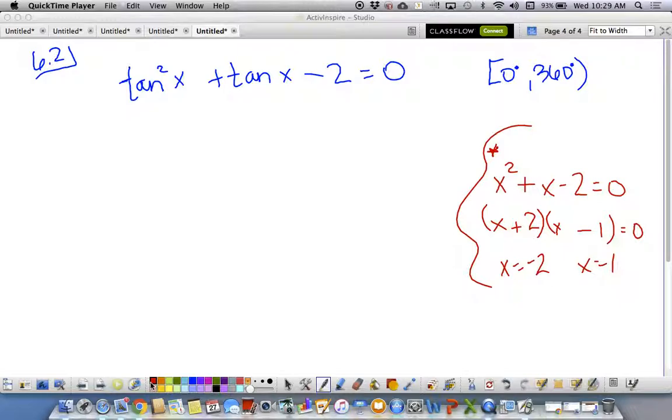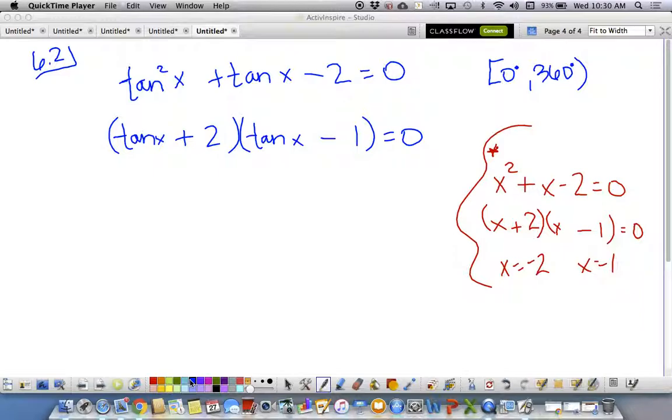Okay? So now how do we translate this algebra stuff we already know back over to tangent? What times itself gives me tan squared? Tangent x times tangent x gives me tangent squared. What times what gives me 2? 2 and the 1. 1 has to be positive, 1 has to be negative. It's the same exact thing. And then we set it equal to 0.